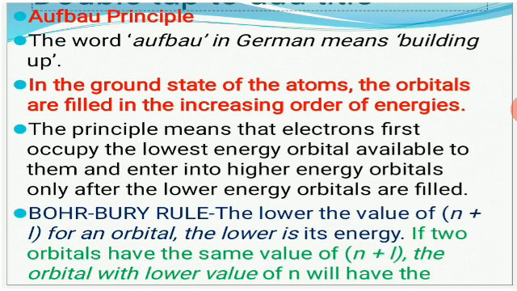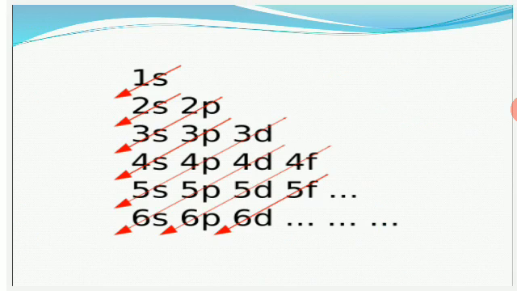Aufbau principle states that the electrons will be filled from the ground state, and then the electrons will move to the higher energy orbitals. According to this, there is also the Bohr-Bury rule, which indicates the n plus l rule. Lower the value of n plus l, lower will be the energy for that orbital. So in this case 1s, 2s, then the electron will move to 2p, then 3s, then 3p, 4s, then 3d. According to the n plus l rule, the value for 4s will be less than that of 3d. Therefore 4s has lower energy than 3d.